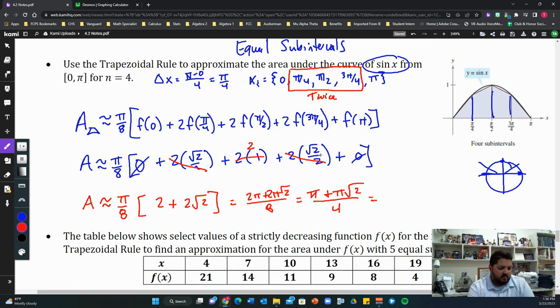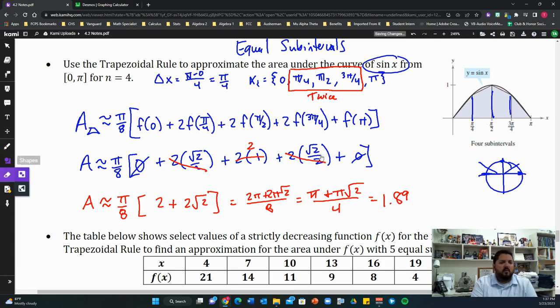So let's get a decimal for that value. Pi plus pi times the square root of 2, all divided by 4, gives me roughly an area of 1.896.